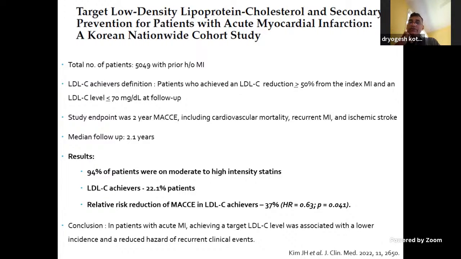And 94% of patients were on moderate to high intensity statins, and the LDL cholesterol target was achieved in 22% of the patients. Relative reduction was 37% with a p-value of 0.04, which was significant. And this, in conclusion, showed that in patients with acute MI, achieving a target LDL cholesterol is associated with definitely a lower incidence and a reduced hazard for recurrent clinical events. Next slide.